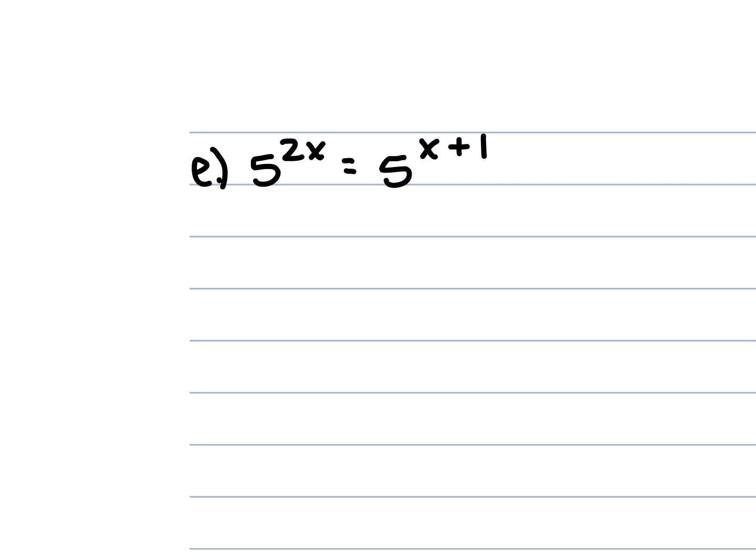So first I checked that my bases were the same, and they were. Then I took the exponents and put 2x equals x plus 1. I subtracted 1x on both sides, which gives me 1x equals 1. Then I divide by 1 on both sides and get x equals 1. Okay, do we have to divide by 1?